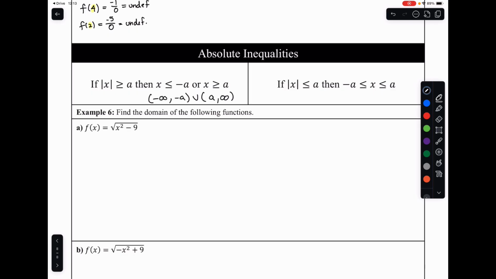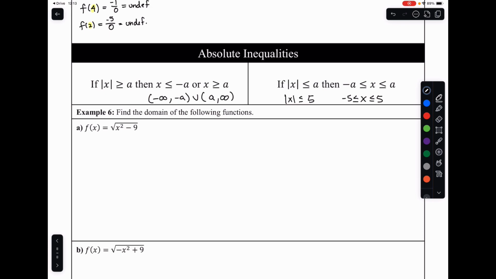Now, if the absolute value of x is less than a constant a, then that means that our solutions, our values of x, are going to be between the opposite of this number, negative a, and the number itself. So for example, if the absolute value of x is less than or equal to 5, then that means that x is going to be between -5 and +5, and it will include those endpoints as well. So let's look at an example now that we have gone over that.